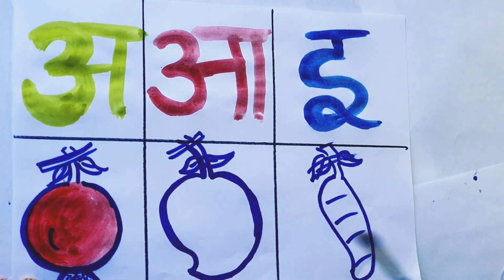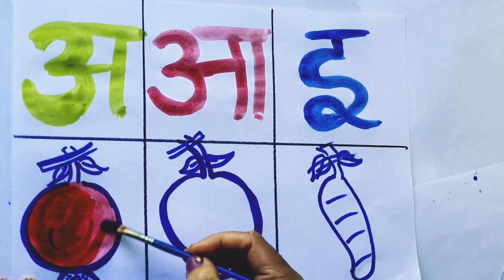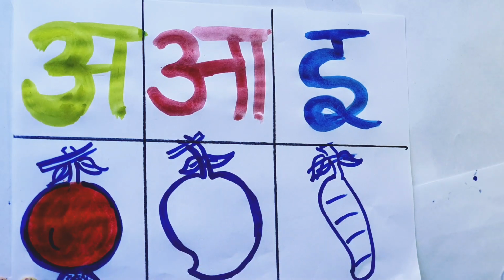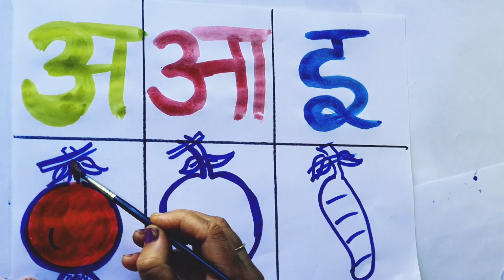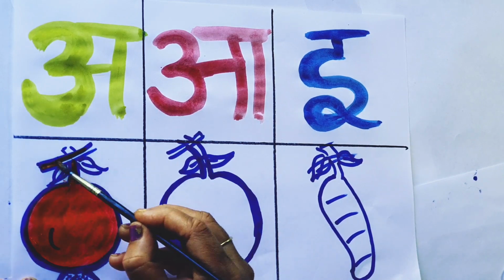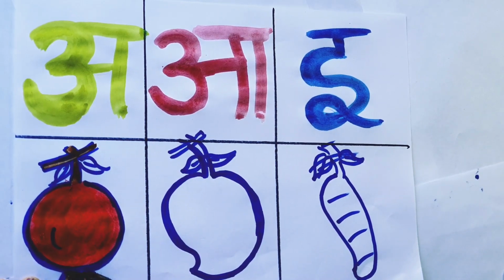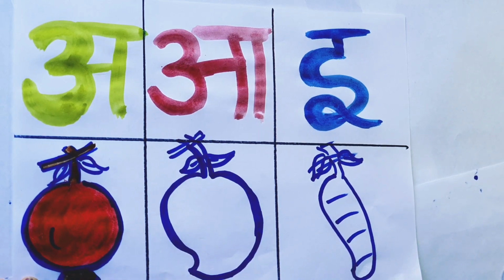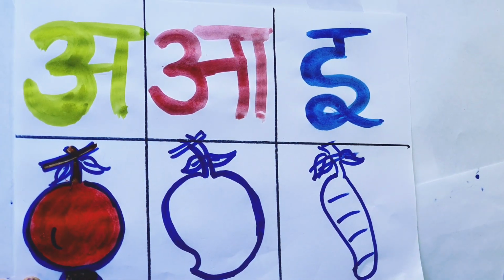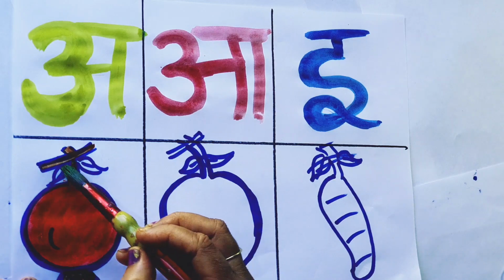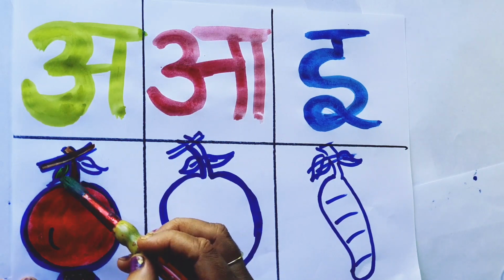We fill red color in anar. Brown color here, and here in stem and on bottom. And green color for leaves.